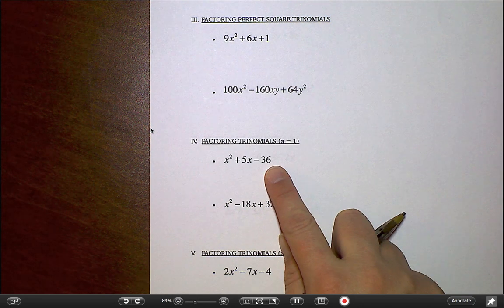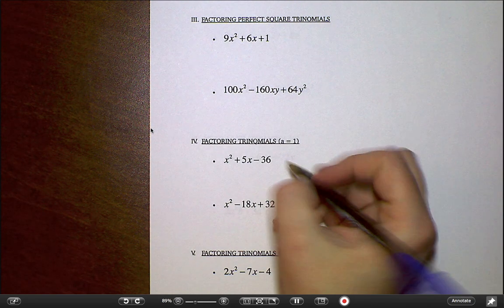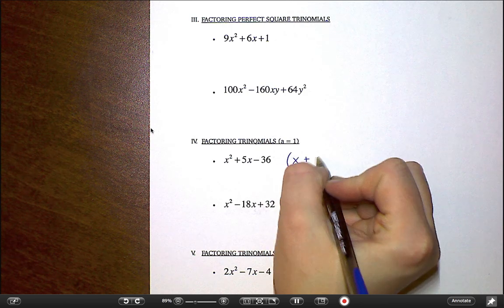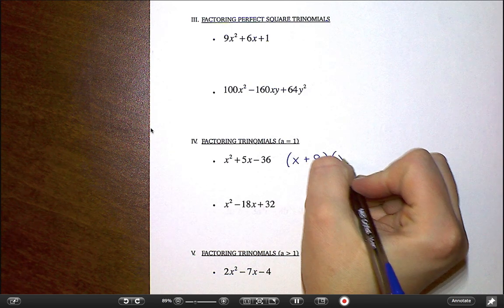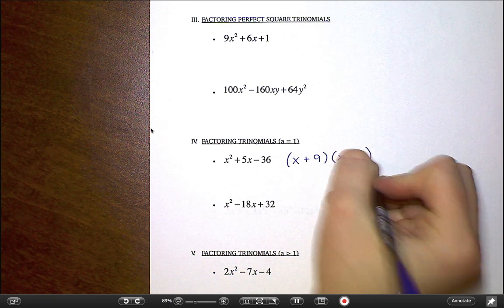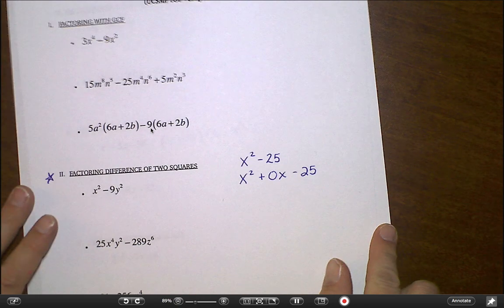now I can factor this just like those ones that we did, where we were just going x plus 9 and x minus 4. Those ones that you guys said were so easy. I can treat this one that exact same way: x squared plus 0x minus 25.